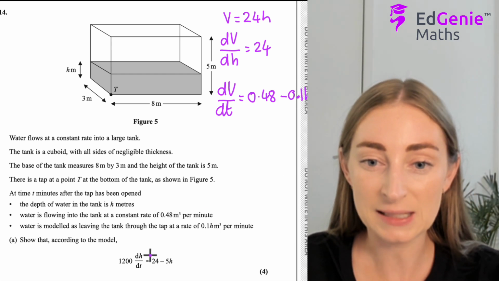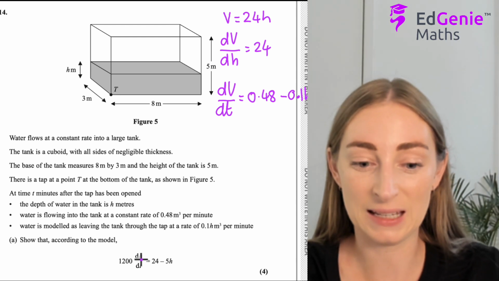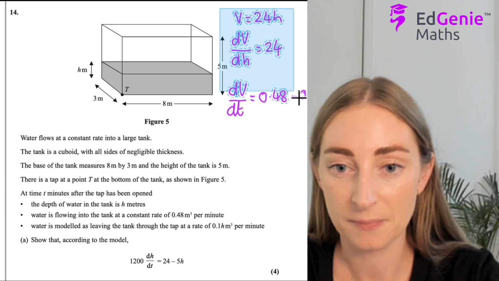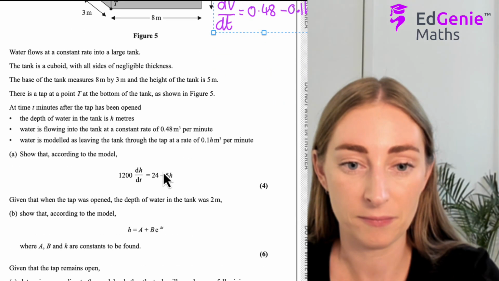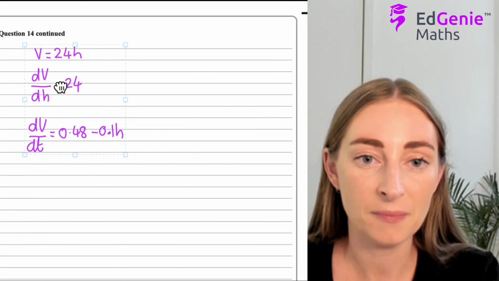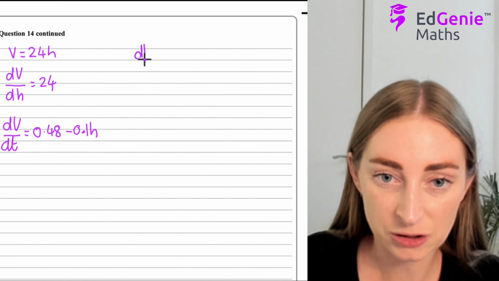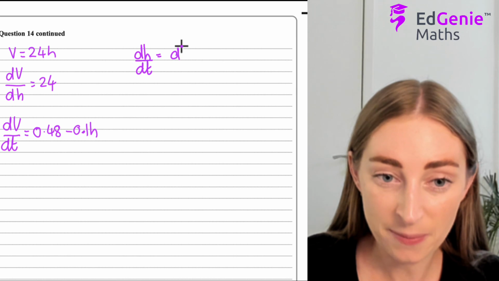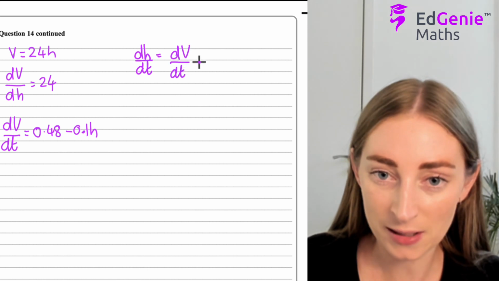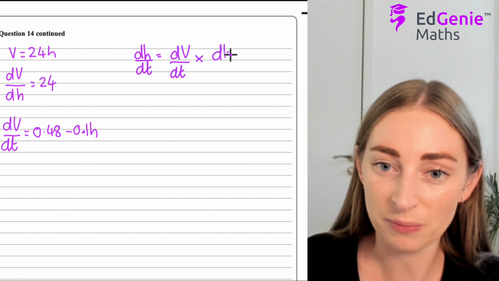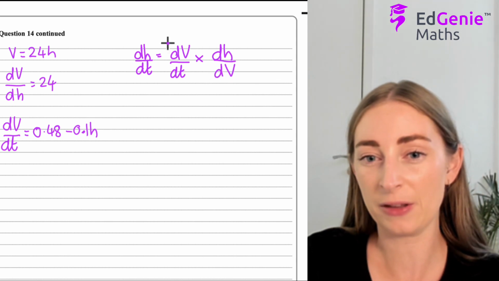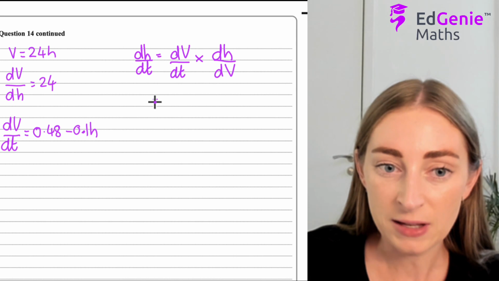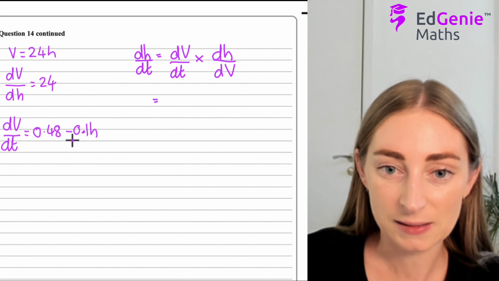We're trying to find dh by dt. So everything I've written here, let me copy down there. We want dh by dt. So we can do dV by dt times dh by dV. Can you see how those two would cancel? Then you have dh by dt. dV by dt is this.